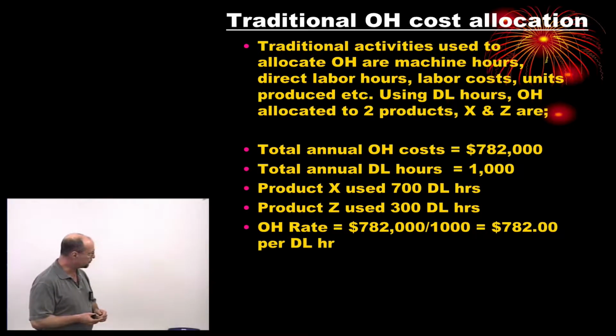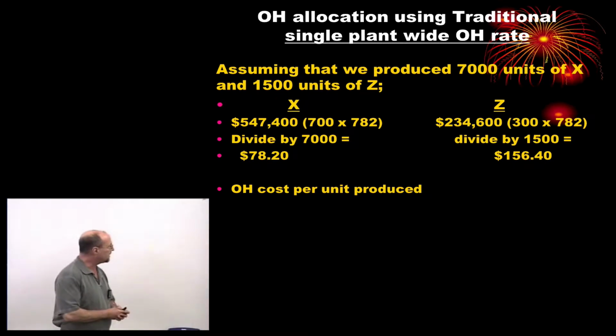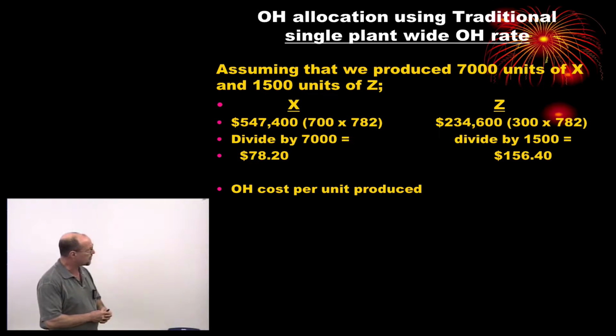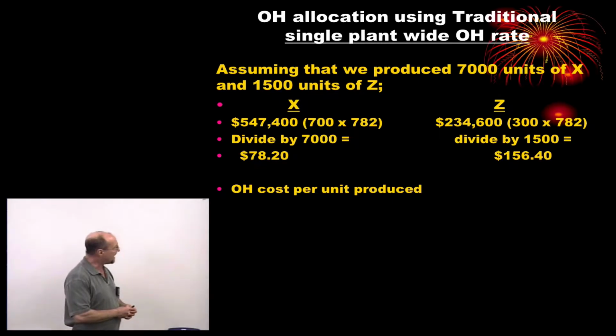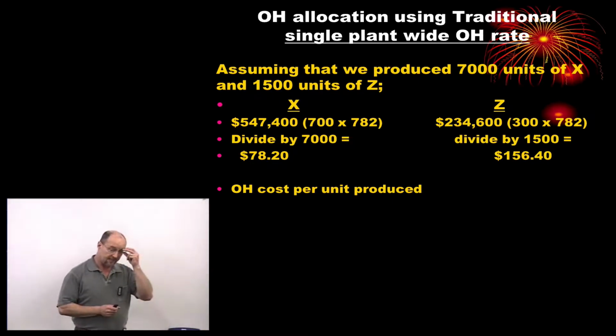Now, product X used 700 hours during the year, and product Z used 300 hours. And given that information, we would then say, well, 700 hours times a rate of $782 per hour gives us $547,400, and 300 hours for Z times $782 per hour gives us $234,600. If we produced 7,000 units of X, that would give us an overhead rate per unit for X of $78.20. 547,400 divided by 7,000 units. Each unit we charge $78.20 in overhead.